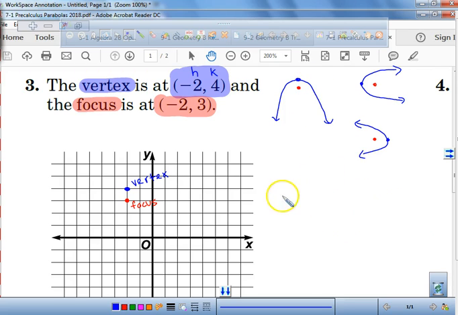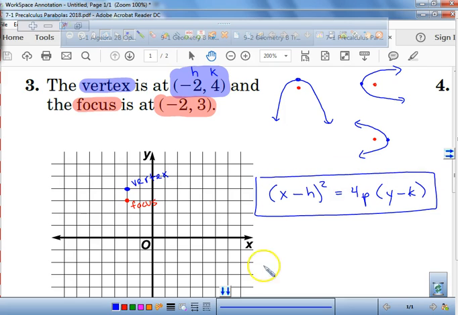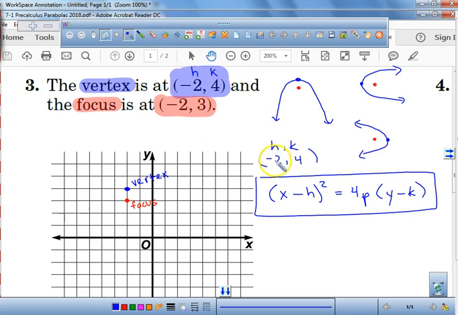Now, if it opens up or down, you're using this formula: (x minus h) squared equals 4p times (y minus k). This is the equation you're going to start with when it says write the equation. So right now, what are our h and k values? Our h, k value is at -2 and 4. So I'd like us to take this -2 right here and plug it in right there.